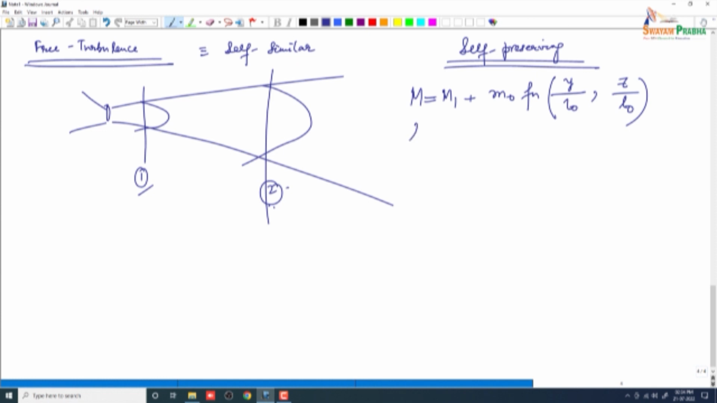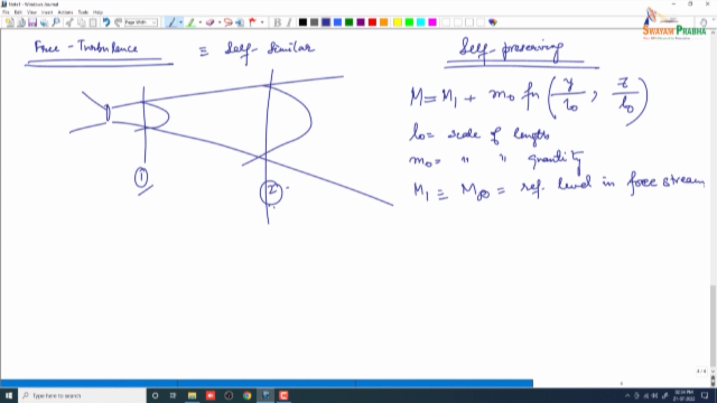The mean value of the quantity, which is represented by M, should take on this form. So let me write down what these things mean. L naught is a scale of length, M naught is a scale of the quantity. M1 is the reference level of the quantity in free stream. For example, if it's velocity, you could write that as V infinity. So I could write that as M infinity, for example. So it's a reference level of the quantity in free stream. And all of these are functions of x alone.